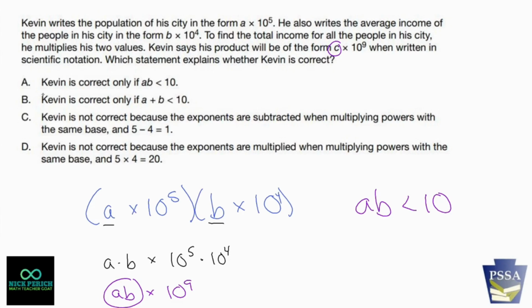And so the one that works here is going to be Kevin is correct only if AB is less than 10. It's got to be bigger than 1, but if you're going to have these numbers and this is scientific notation and that is scientific notation, then A and B are automatically bigger than 1. So I guess we don't have to worry about saying that. But A plus B less than 10 doesn't make sense. Not correct, no, he's good.